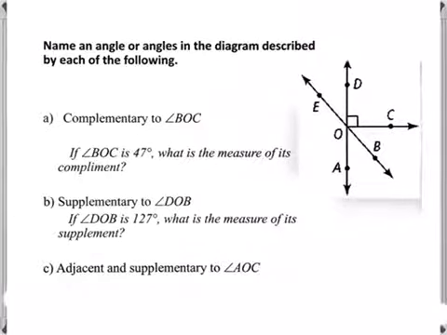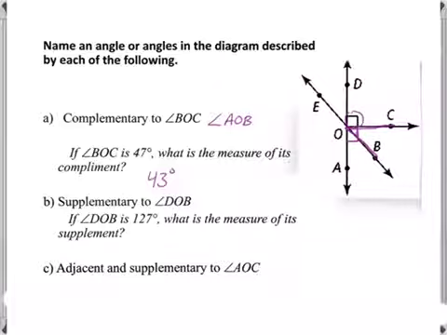Name an angle or angles in the diagram described by each of the following. Here we're looking for an angle that is complementary to BOC. BOC is here. If this is a 90-degree angle here, then we can assume there's probably going to be one here too because of this straight angle. So that means the complementary angle to BOC must be angle AOB. And then this question asks, if BOC is 47, what is the measure of its complement? Basically, what do we have to add to 47 to make 90? Well, 43.